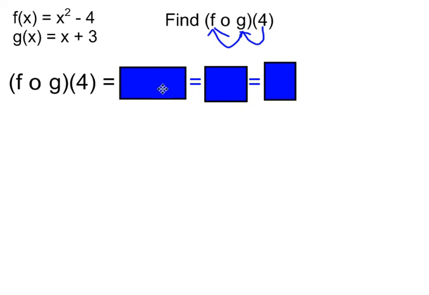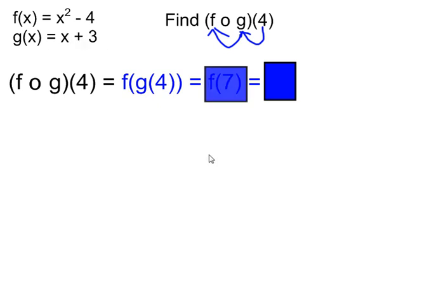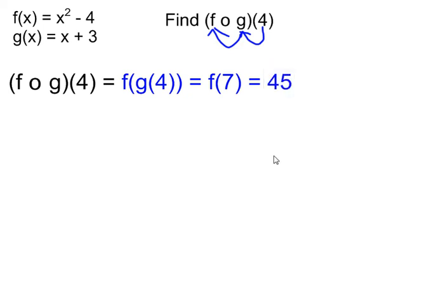So the first step is I'm going to take 4 and plug it into g. So if I take 4 and plug it into g, 4 plus 3 is 7. So now I have this. Now I'm going to take 7 and plug it into x squared. So 7 squared, 49. 49 minus 4 is 45, and we get an answer.